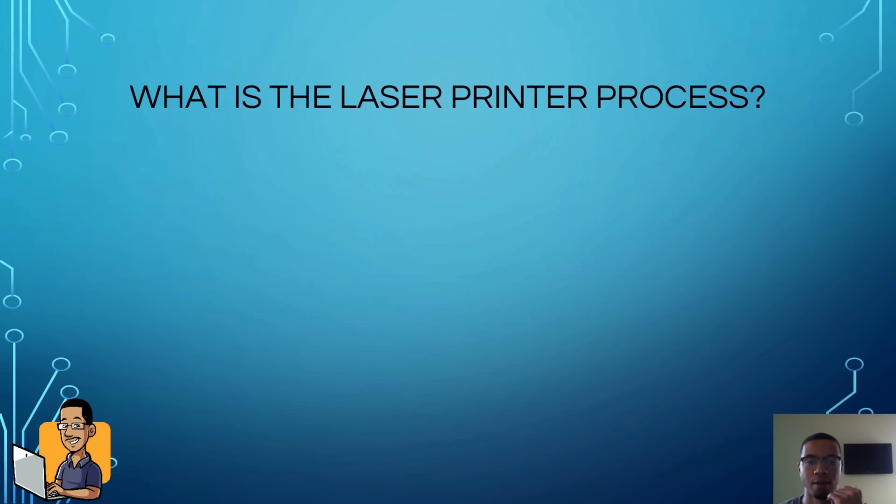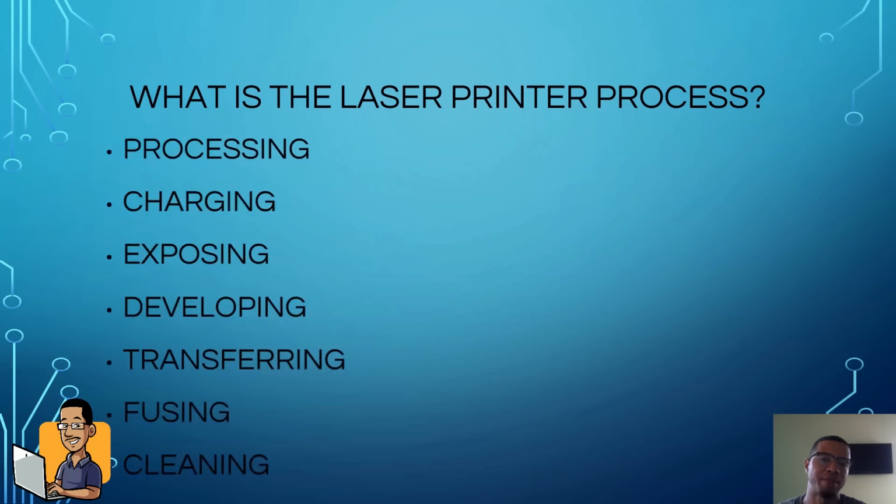Now, a printer question. What is the laser printer process? So a laser printer goes through a 7-step process to actually print out a document. So what is that 7-step process? The last step is cleaning. What's the 6 steps before that? We need to know these 7 steps. So what are the 7 steps in the laser printing process?